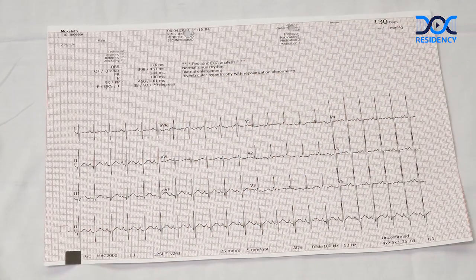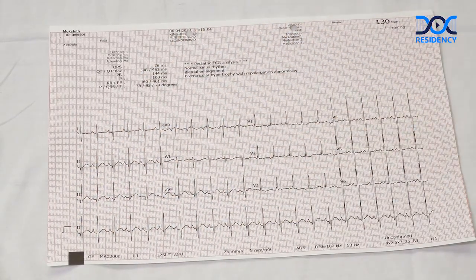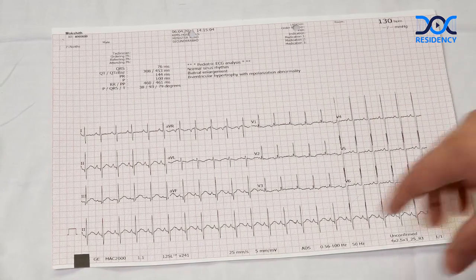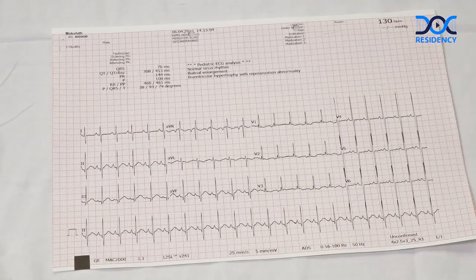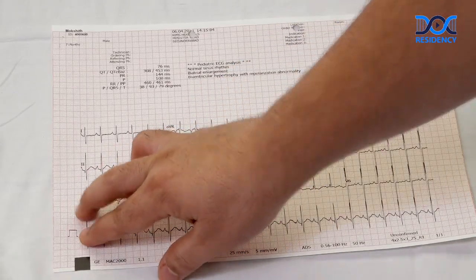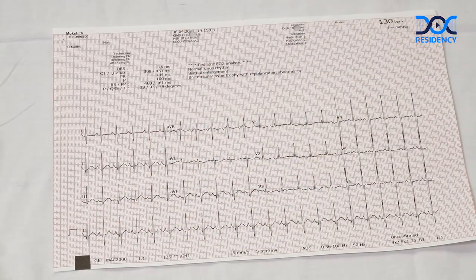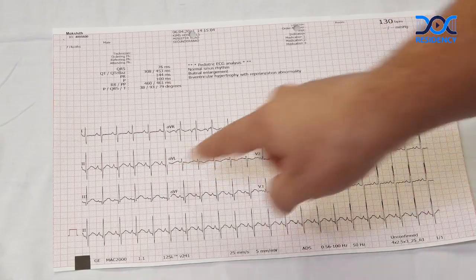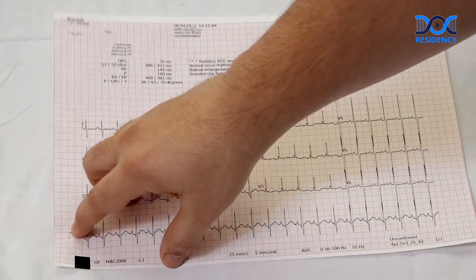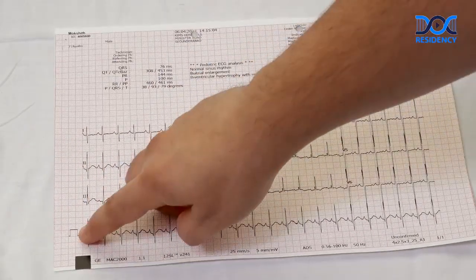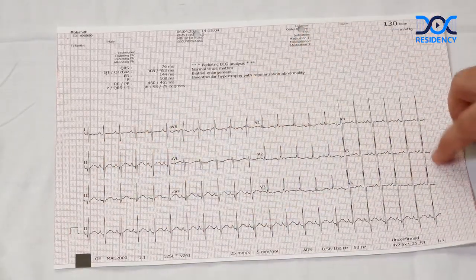Then you will see the standardization. On this axis it will be voltage, and on this axis it will be speed, time. So what does this box suggest? This box is suggestive of standardization of voltage. Normally this box has to be 10, but now it's a 5. That means it's a half standardization, so whatever value you get for the voltage, you have to make it double. And what is the initial part? The initial part represents the limb leads, and the later part represents the chest leads.